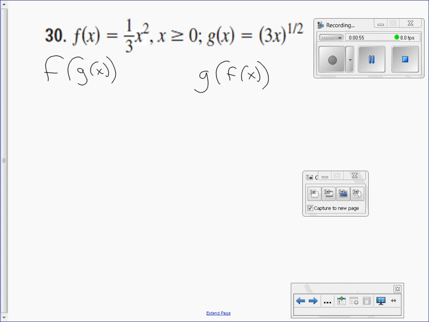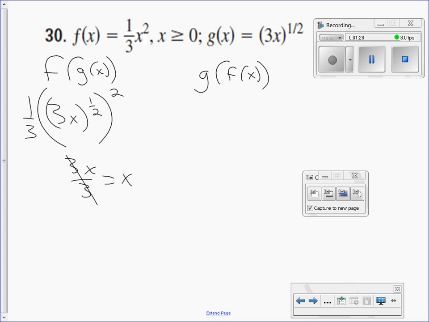So you substitute in 3x to the 1/2 squared times 1/3. Now what you wind up with here is 3x, the square root of all that junk. So you've got the square root of junk squared. What's your answer? Junk. What's the junk here? 3x. So you wind up with 3x over 3, which is x.